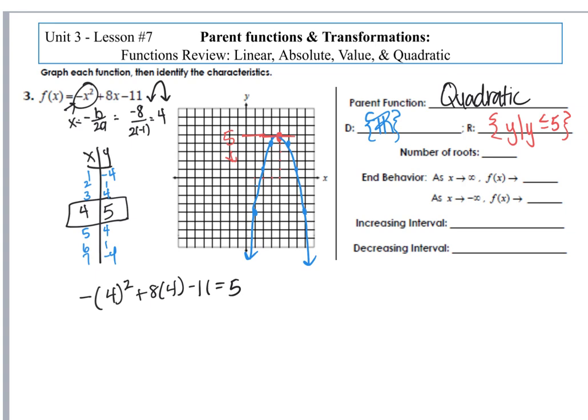Okay, how many roots do we have? How many times do we cross the x-axis? That's what roots are. So you can see as I drew that line across that we crossed the x-axis twice, so there are 2 roots.